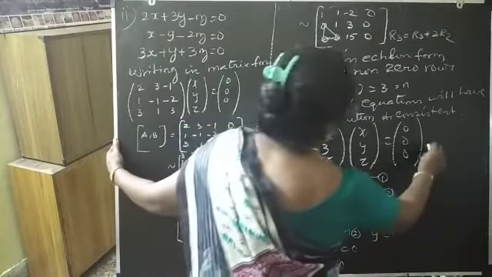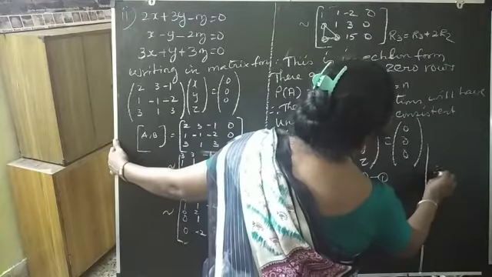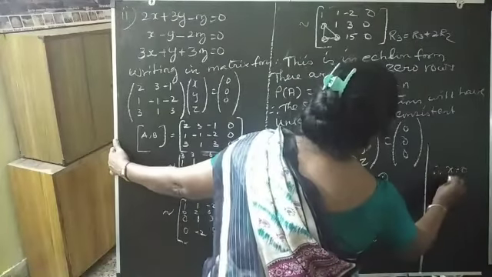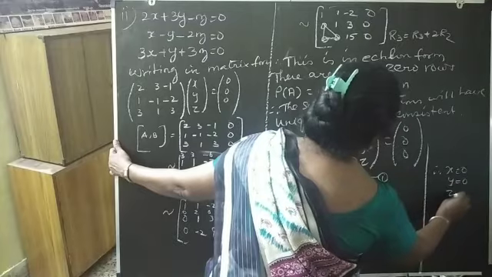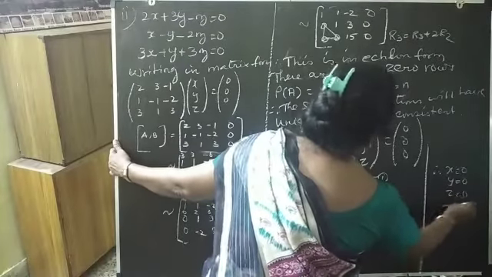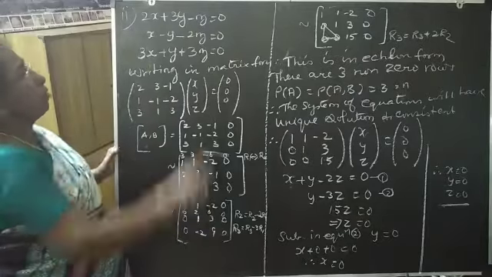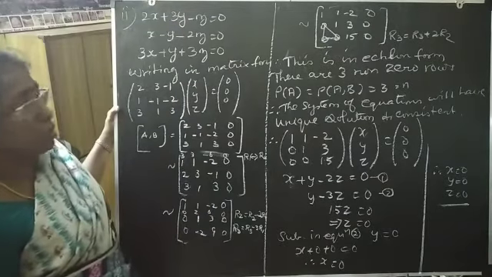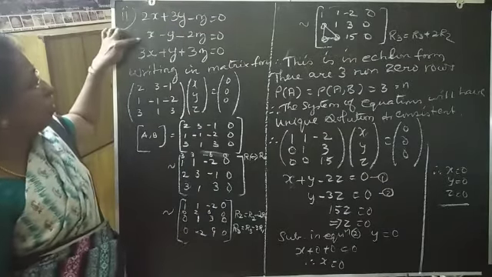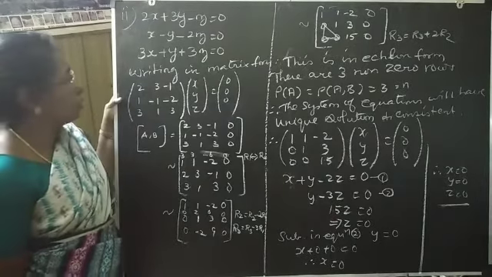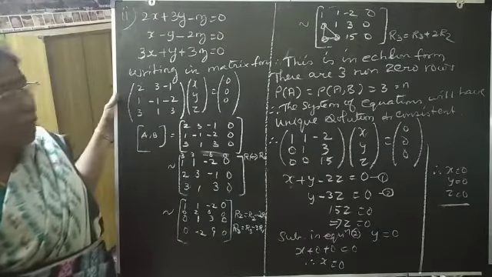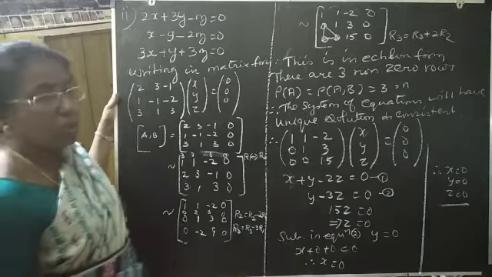So, here we get x is equal to 0, y is equal to 0 and z is equal to 0 as the unique solution, the trivial solution of the given set of equations: 2x plus 3y minus z is equal to 0, x minus y minus 2z is equal to 0 and 3x plus y plus 3z is equal to 0.